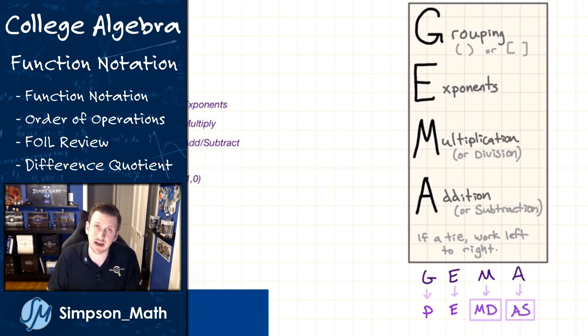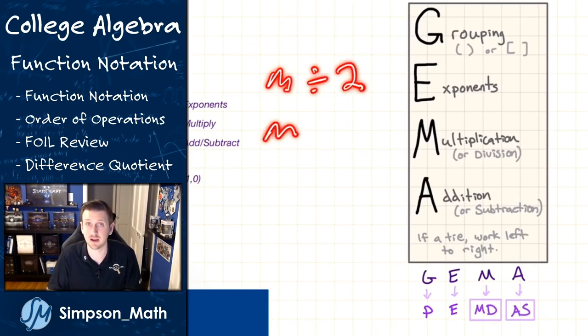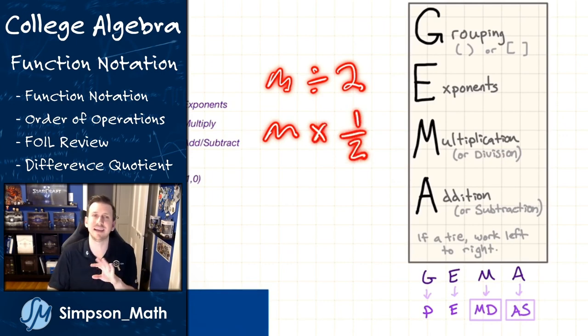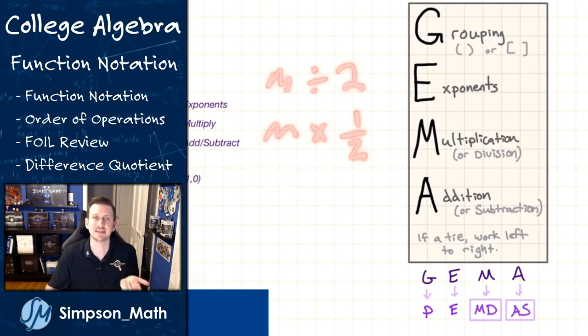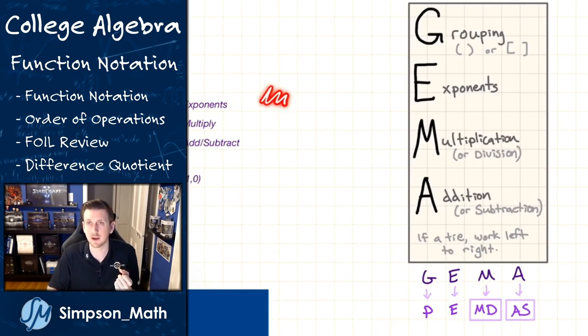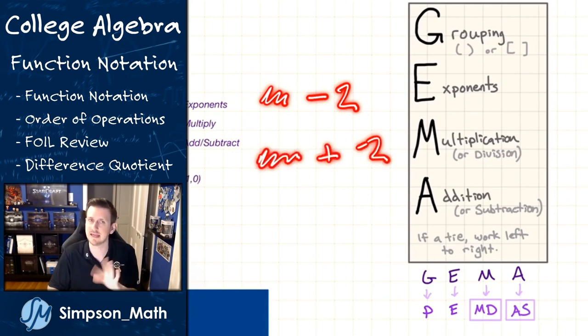If I was to say something divided by 2, that's the same thing as saying something multiplied by 1/2, right? You give me anything that's division, I can turn it into multiplication. Anything that's multiplication, I can turn it into division. Same thing with addition and subtraction, right? If I had something minus 2, that's the same thing as something plus a negative 2. Any addition, I can turn it into a subtraction.